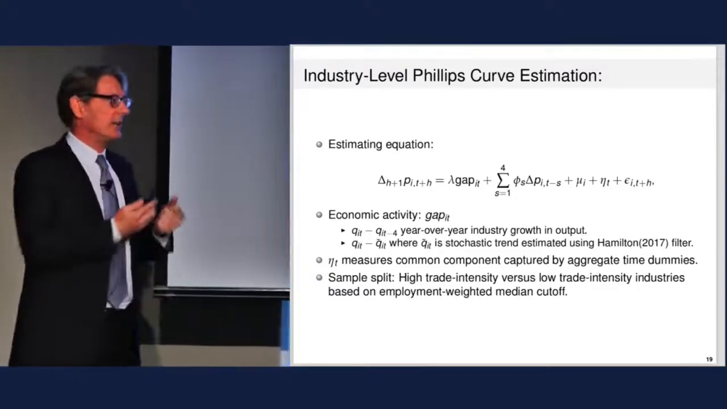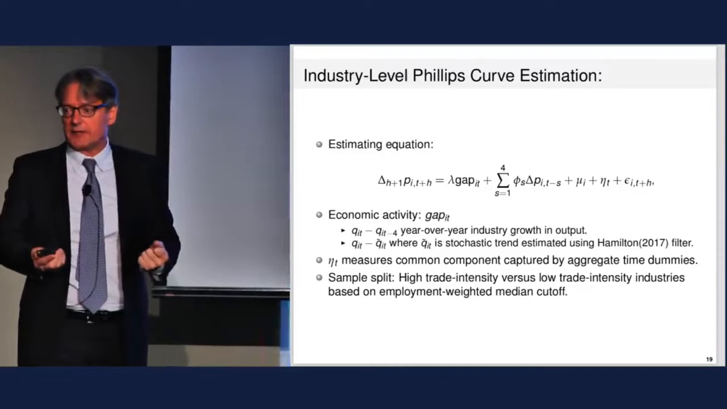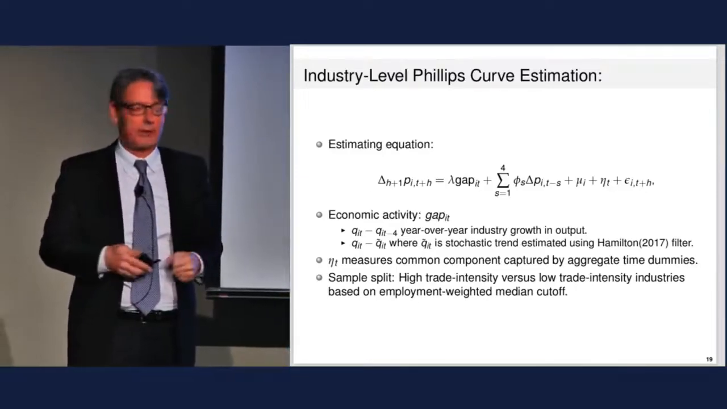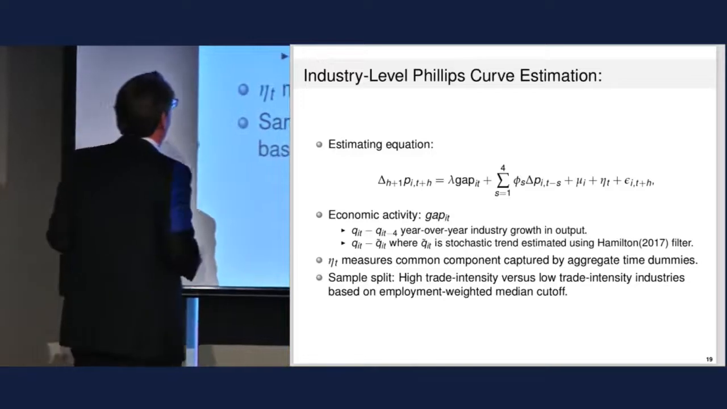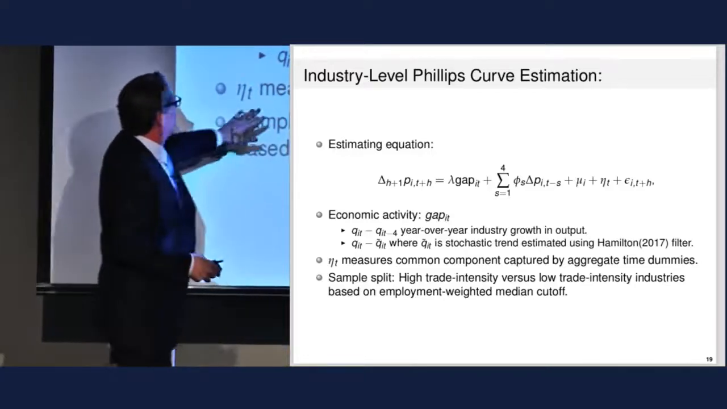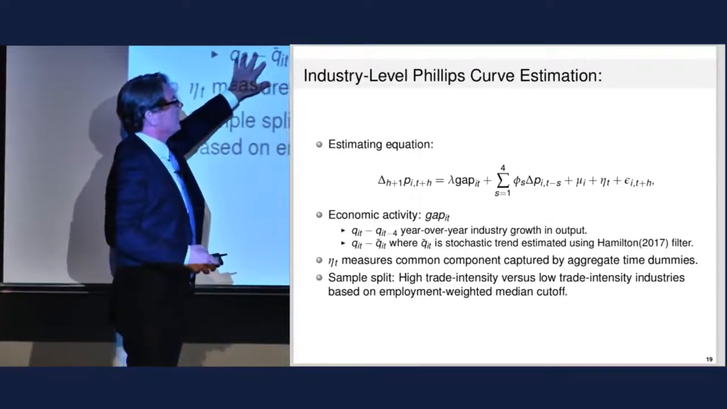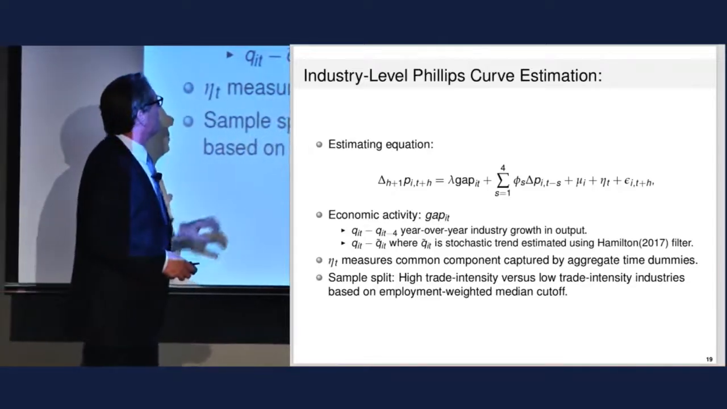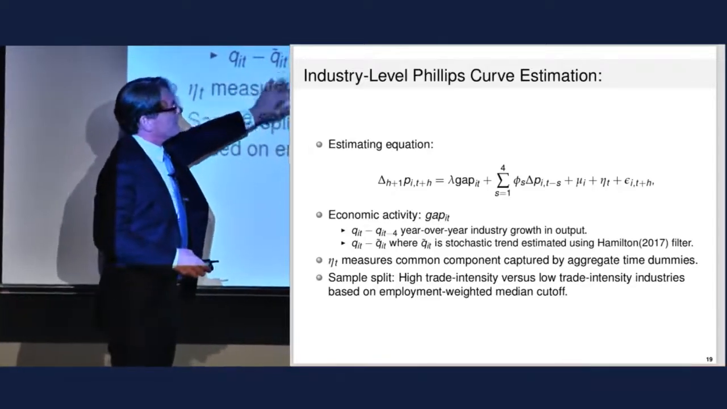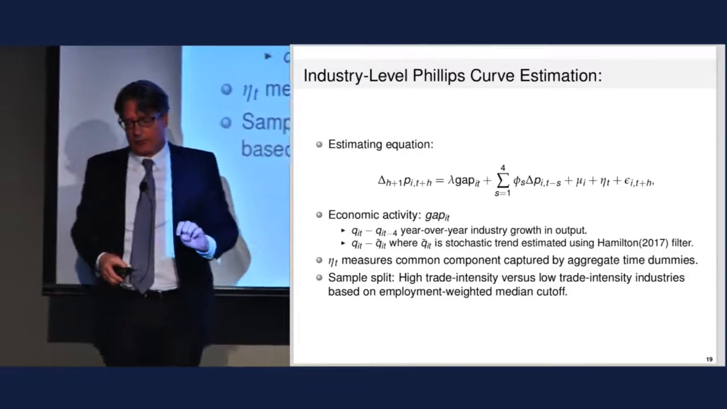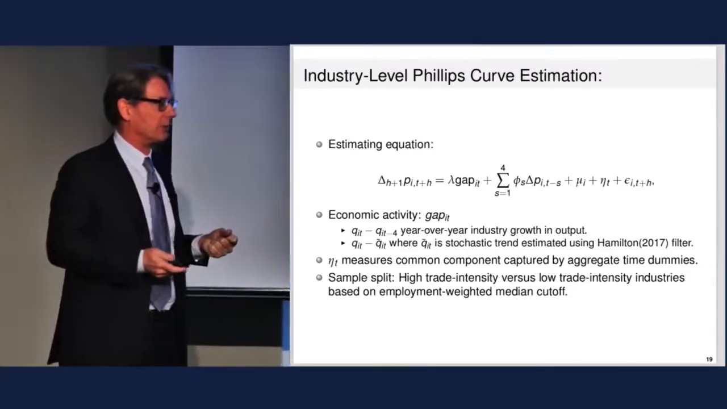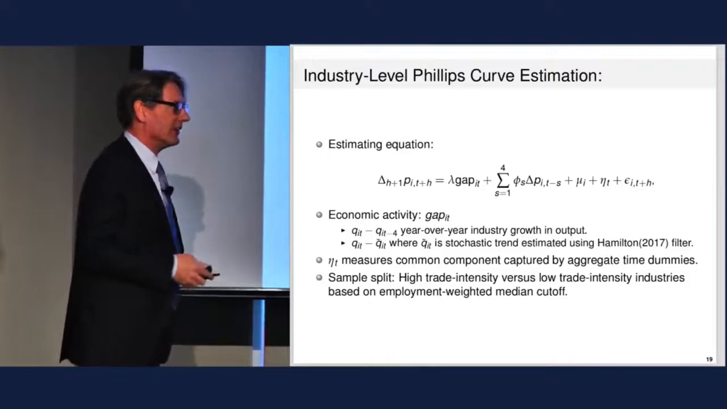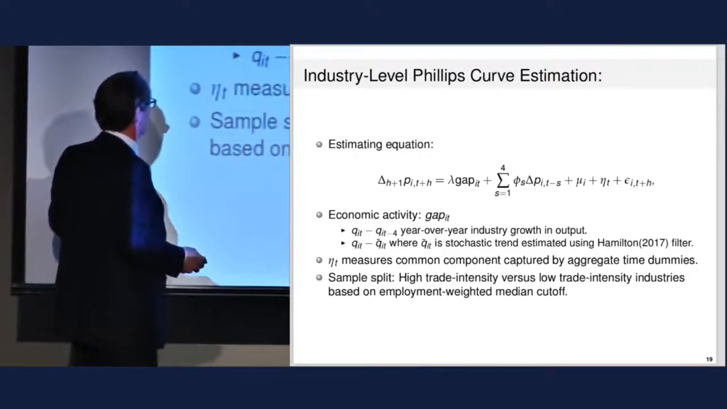Okay, now it turns out that doesn't really drive things in the industry regression, so whether or not I control for those time dummies isn't such a big deal. Then for our activity measures, I'm either going to use the year-over-year change in industry output, or output relative to a stochastic trend, using Jim Hamilton's latest approach, which he assures me is better than a Hodrick-Prescott filter for a variety of reasons. So that will be another measure.